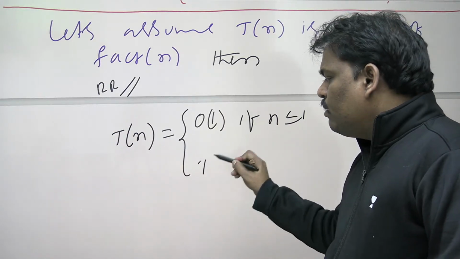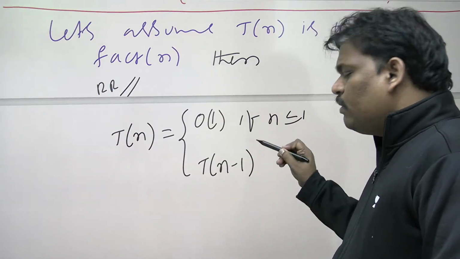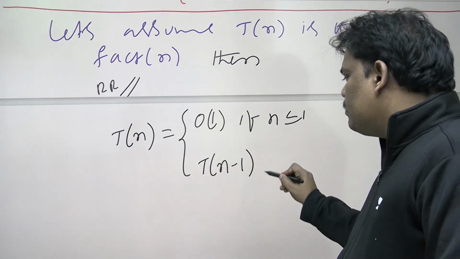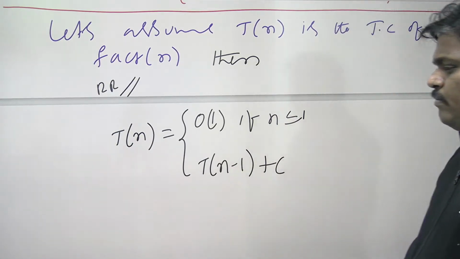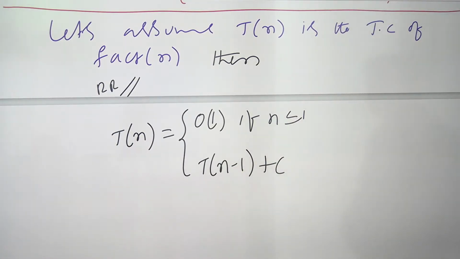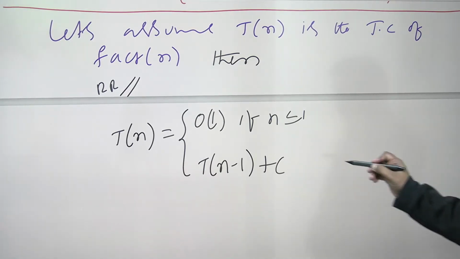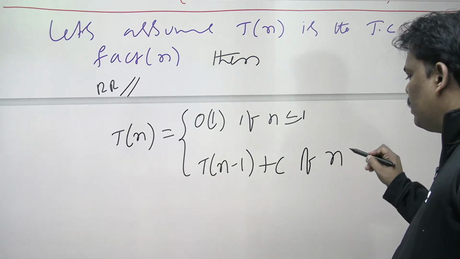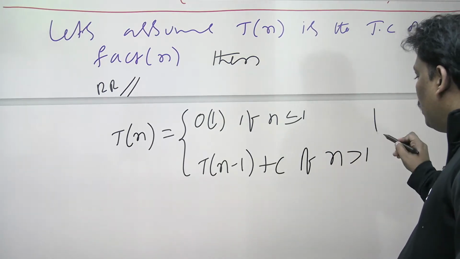Then what is the answer? Because of recursion, T(n-1). Because of no loop, nothing else, constant. In the else part there is a recursion. Recursion is recursion: fact n, T(n), fact n minus 1, T(n-1), it's okay. But in the else part, if you observe, no loop, nothing. Simply one multiplication, constant time, if n is greater than 1.